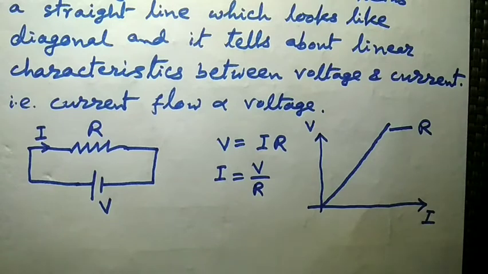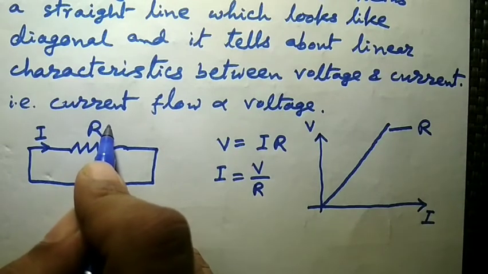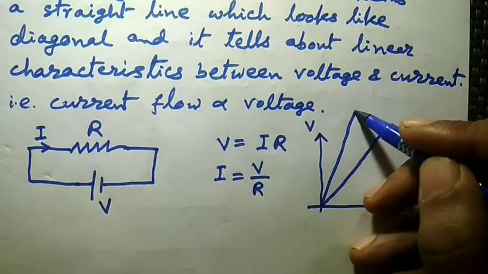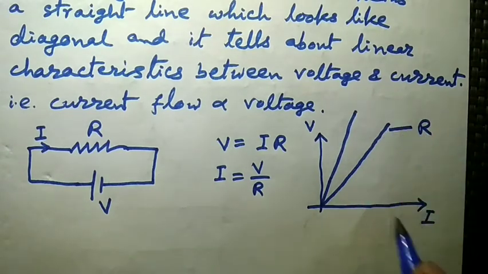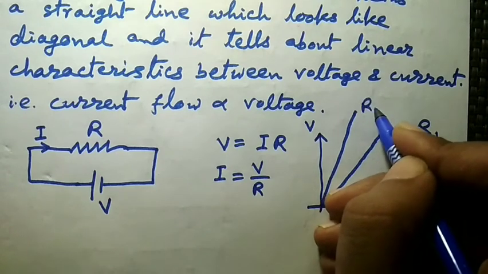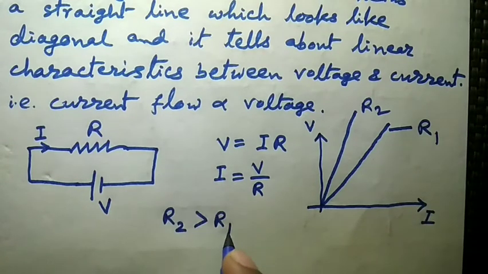Remember one thing, if the value of the resistance is increasing, that means in this circuit, if we increase the resistance value, then the slope will also be increased. Suppose this one and so on. Let's say this is R1 and this is for R2. So in this case, R2 is greater than R1. But in both the cases, the V versus I characteristics will be a straight line.